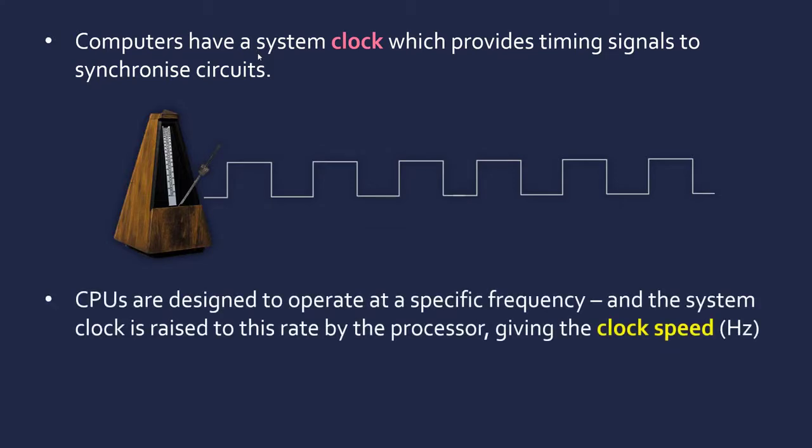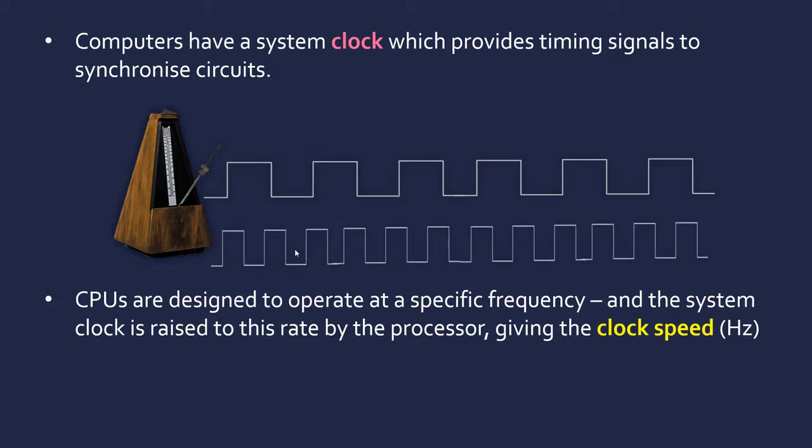And CPUs are designed and manufactured to operate at a specific frequency. The CPU is much faster than all the other components, so it needs to essentially have a clock that oscillates faster, that has a higher frequency. And so the CPU takes the system clock and changes it so that it's a lot faster. And this is the clock speed.